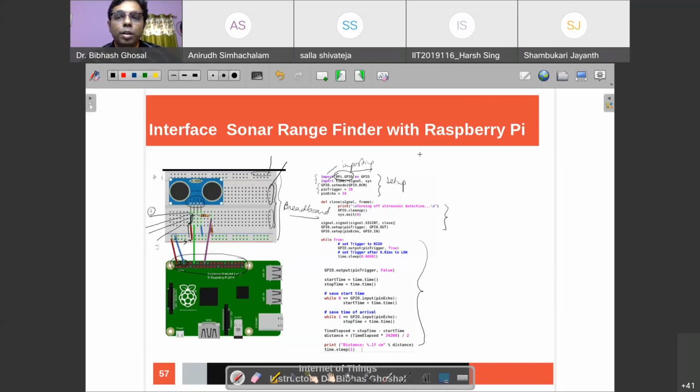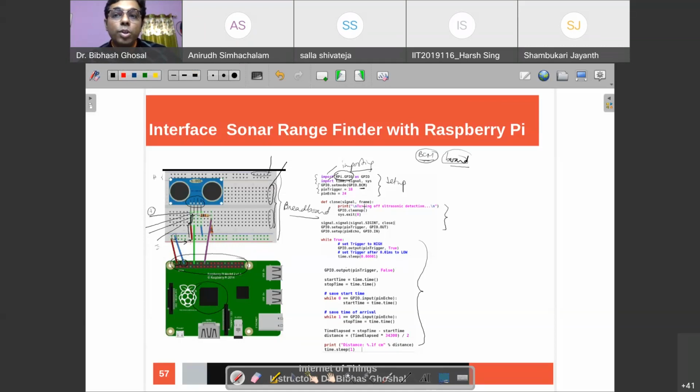One is called BCM, which means you are actually mentioning the pin numbers of the processor. And the other is the board. They are physical pins. So there are 2 ways in which you can mention the pin numbers. Either you can use board pins or the processor pins. If you are using BCM, you are actually mentioning the Broadcom processor pins. So GPIO can be mentioned in terms of these.